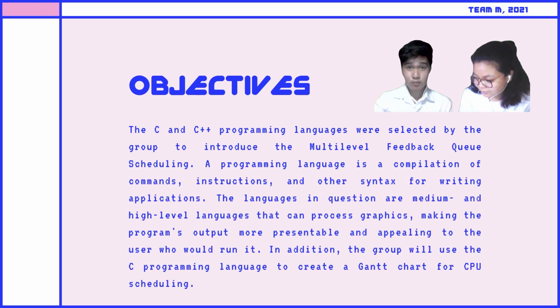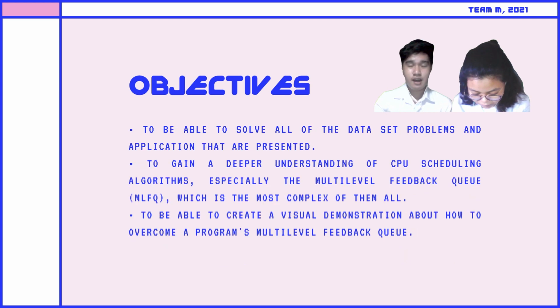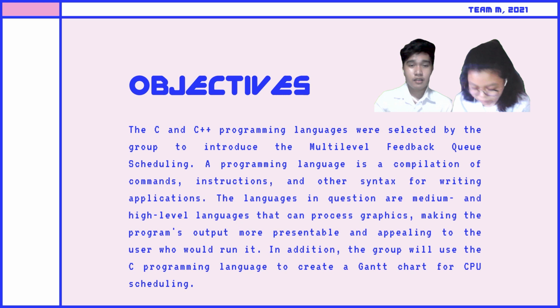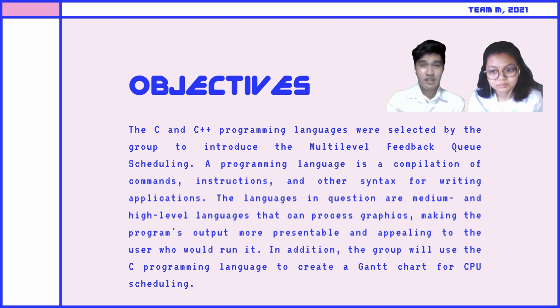The C and C++ programming languages were selected by the group to implement the multi-level feedback queue scheduling. A programming language is a compilation of commands, instructions, and other syntax for writing applications. The languages in question are medium and high-level languages that can process graphics, making the program output more presentable and appealing to the user who would run it. In addition, the group will use the C programming language to create a Gantt chart for the CPU scheduling.